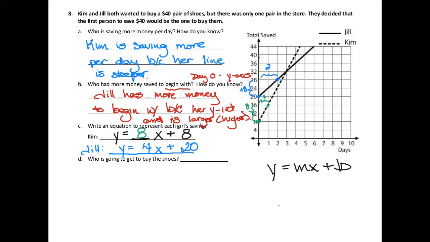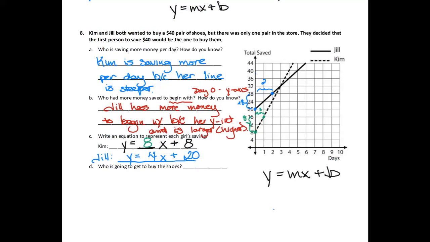So if we are talking about the first person to get to $40, here is the $40 amount. And who reached it first? Who gets to buy the shoes? And how can you tell? Someone said it earlier. Kim. Yes, Kim gets to buy the shoes.